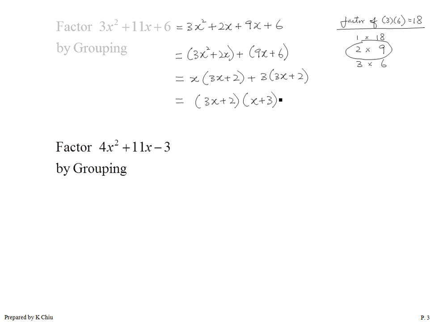Let's see another one. I want to factor 4x squared plus 11x minus 3 by grouping. So I'm going to take a look at the A times C. The factor of 4 times negative 3. So that would give you negative 12. So I got the 1 times 12, 2 times 6, 3 times 4.